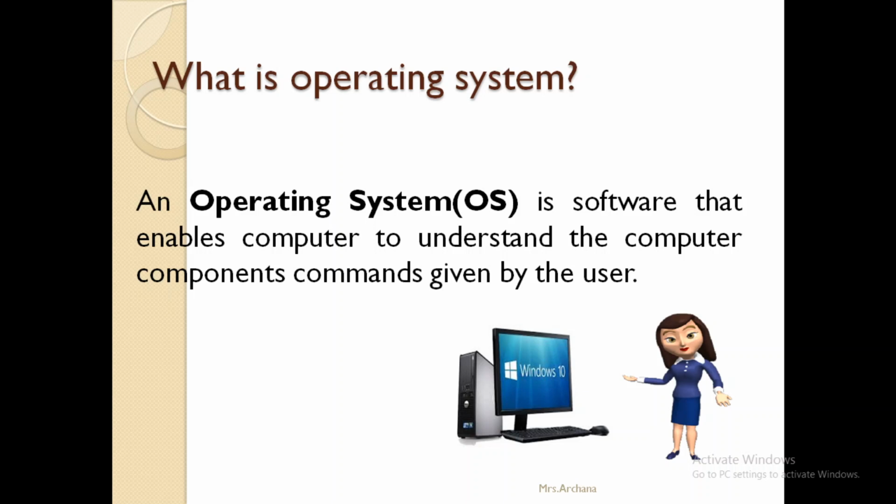Now, what is an operating system? An operating system is software that enables the computer to understand the commands given by the user to the computer components. That means without an operating system, a computer is useless and it will not understand any command.